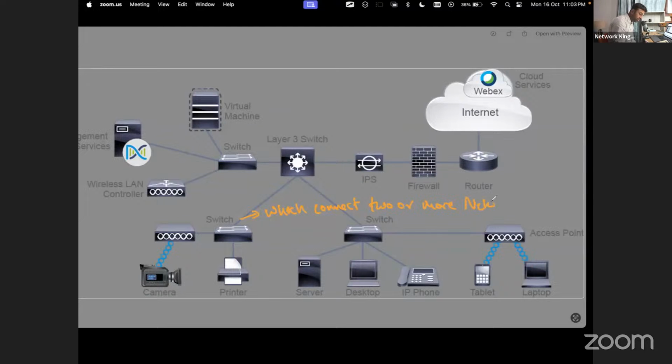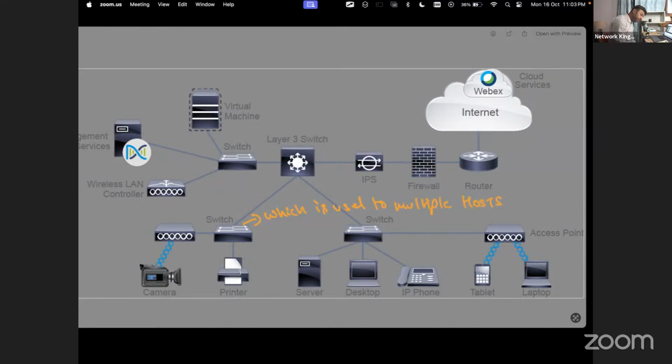Which connects two or more network and end devices together, because it can also connect switches to switches, also router to router. So a switch is a device which connects two or more network and end devices, or very simple, you just say a switch is a network device which is used to connect multiple hosts.